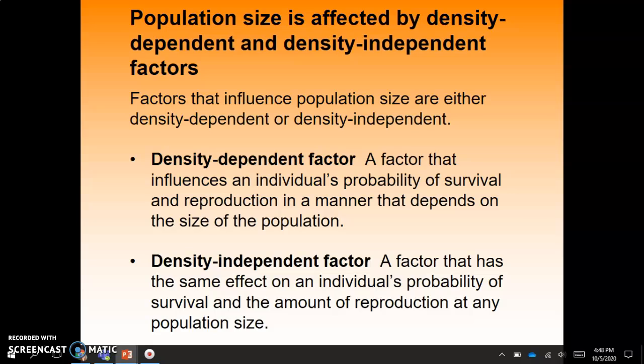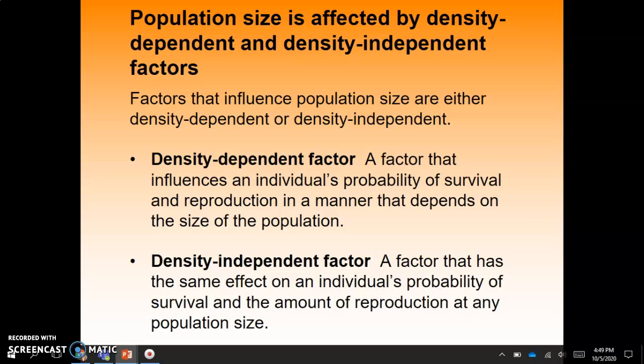On the other hand, a density independent factor is a factor that has the same effect on an individual's probability of survival and the amount of reproduction at any population size. These are things like, a lot of times, natural disturbances. So let's say there's a coastal species and a hurricane comes through and decimates a certain population.